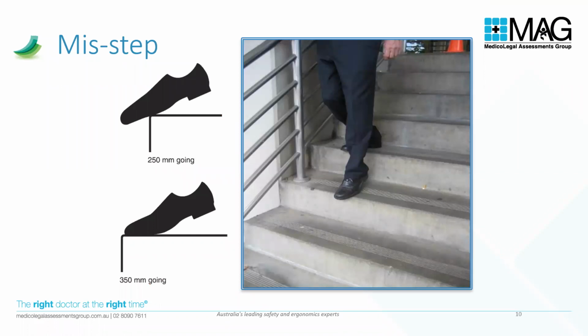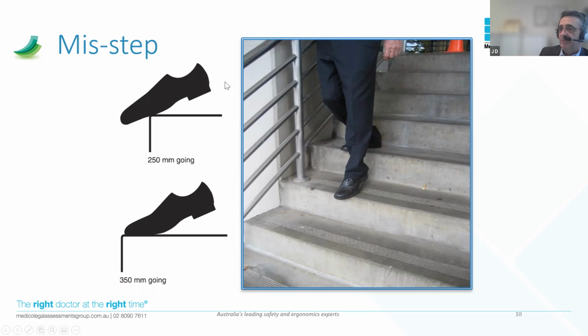Thank you. Thanks, Michelle. Now, just to go on a little bit more about missteps. The reason people misstep is basically because the position of their foot on the going is related to the size of the going. You can see here with a typical 250 millimeter going, which is the BCA standard, most people rely on the nosing section for grip. Whereas if the going is 350 millimeters long, their foot placement is well behind the nosing.